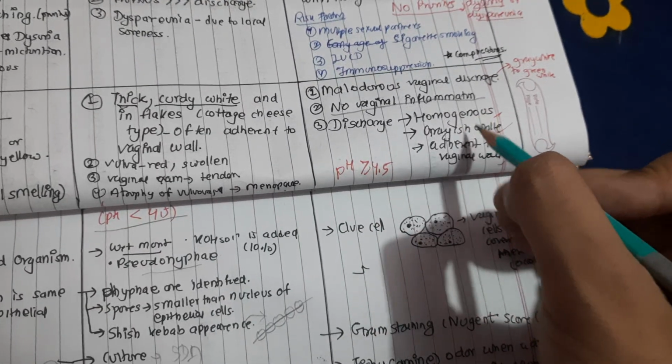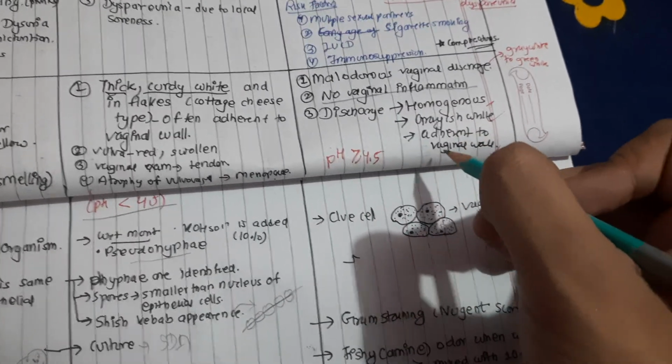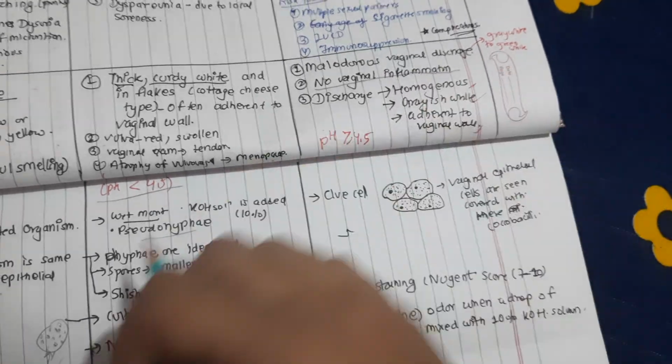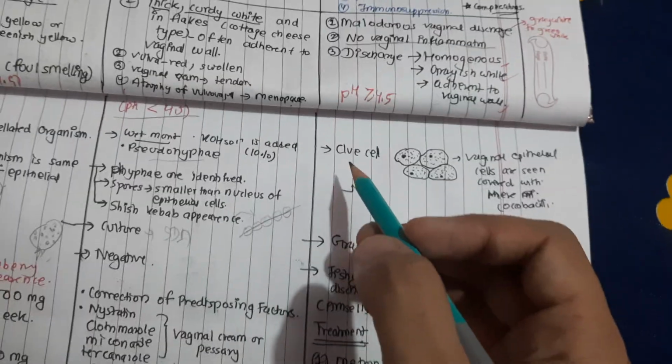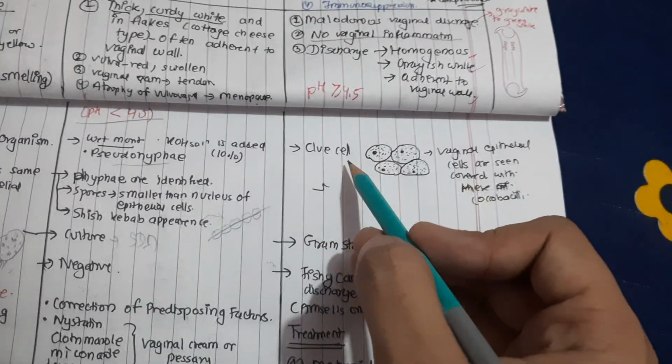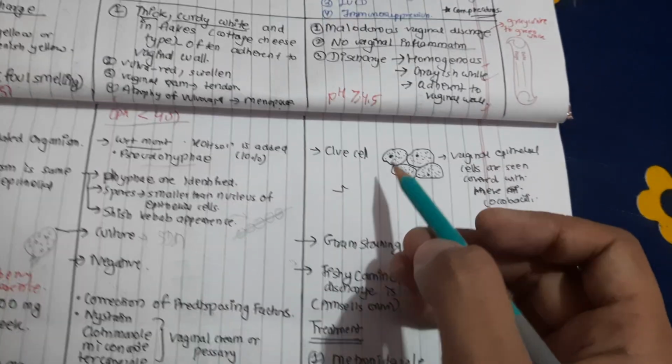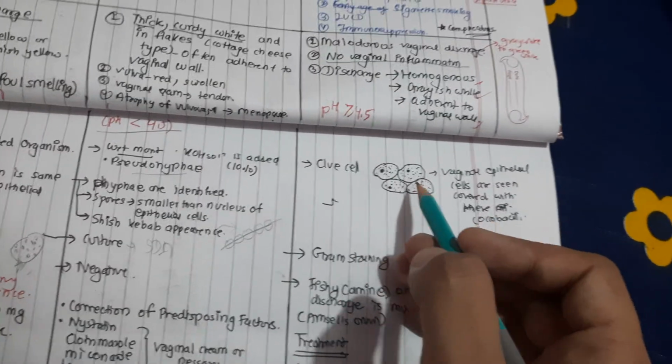The discharge is homogeneous, greyish white, and adherent to the vaginal wall, and the pH is greater than 4.5. And on wet mount examination, we can see the clue cell. This is a very characteristic feature. We can find the clue cell.